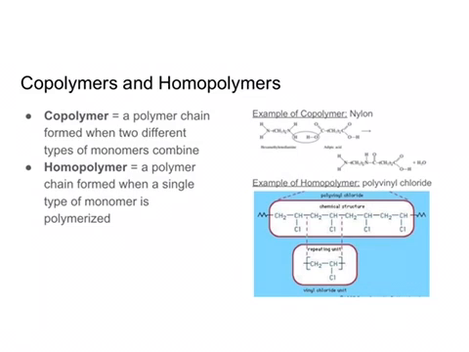And then a homopolymer is a lot more basic. It's just a polymer chain formed when a single type of monomer is added together. So we see this in the example of polyvinyl chloride, and it's just vinyl chloride units being added together, and then eventually you get a polyvinyl chloride chain.